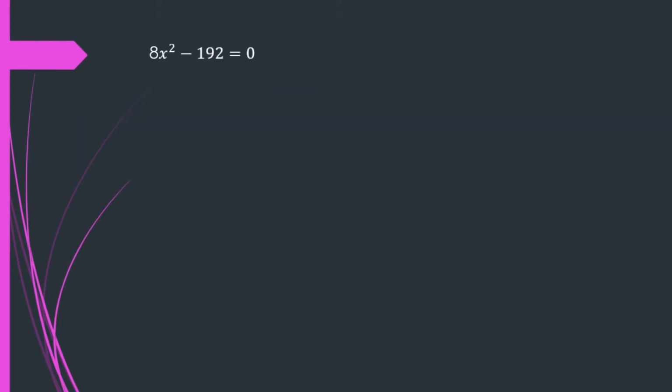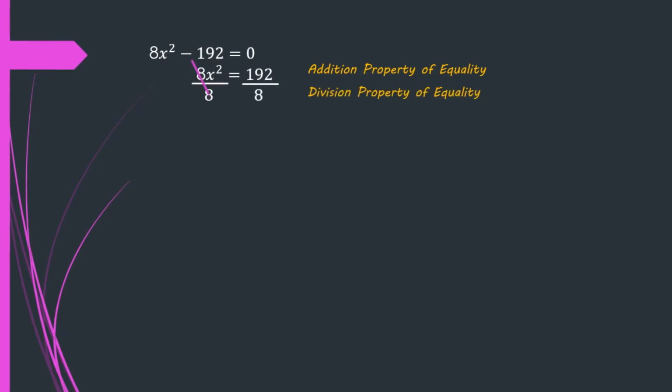Our third example, we have here 8x squared minus 192 is equal to 0. By addition property of equality, we can have 8x squared is equal to 192. By division property of equality, we divide both sides by 8 to cancel 8 on x squared. So we have x squared is equal to 24. We extract the square roots of both sides. We now have square root of x squared is equal to positive negative square root of 24.